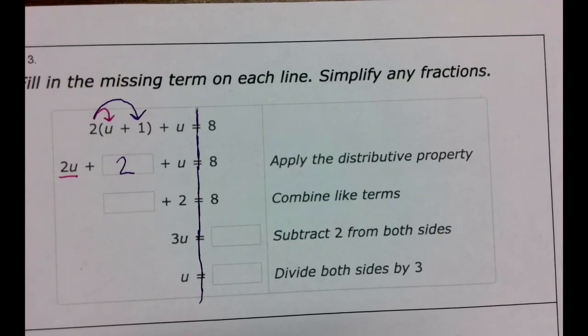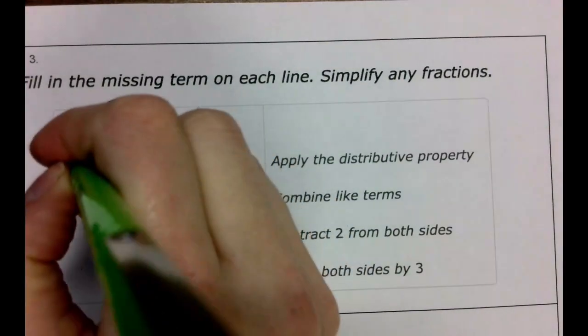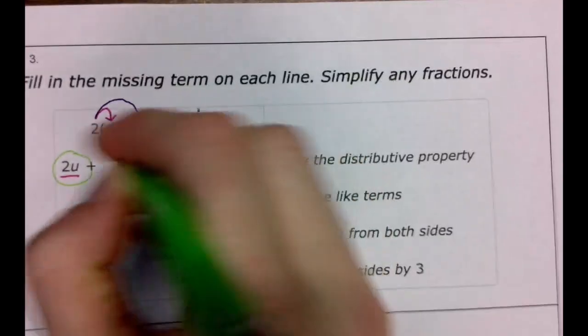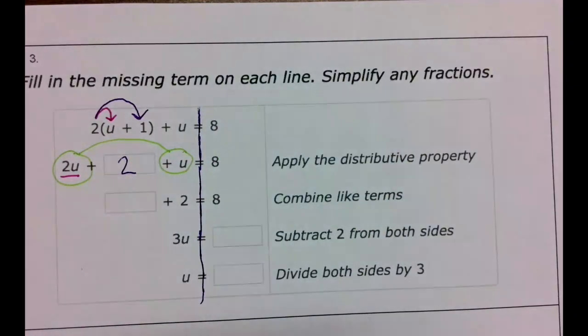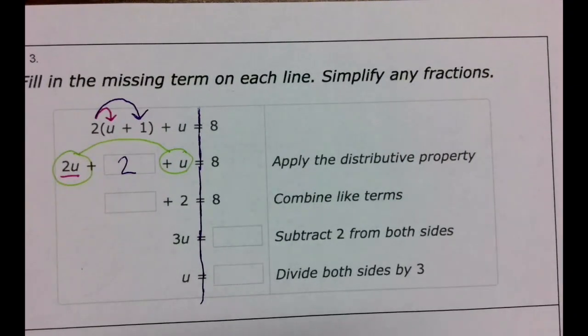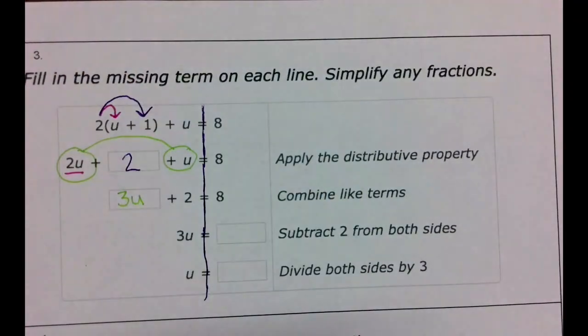So again, now if I look at it, I'm saying this, I want to combine it with this, right? Those are in the same tree. Notice how, again, I'm not crossing that line. So that is just 2u plus 1u, which gives me 3u. Then I have plus 2 equals 8.